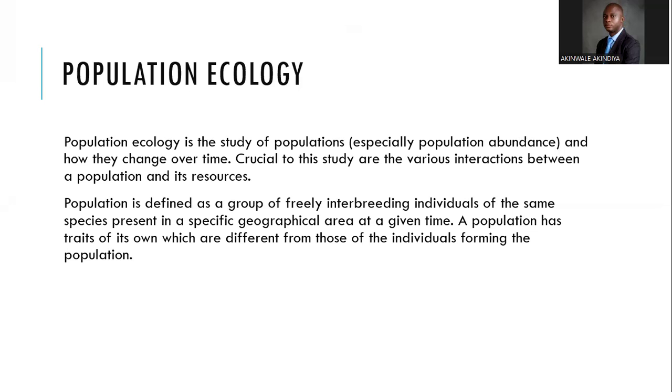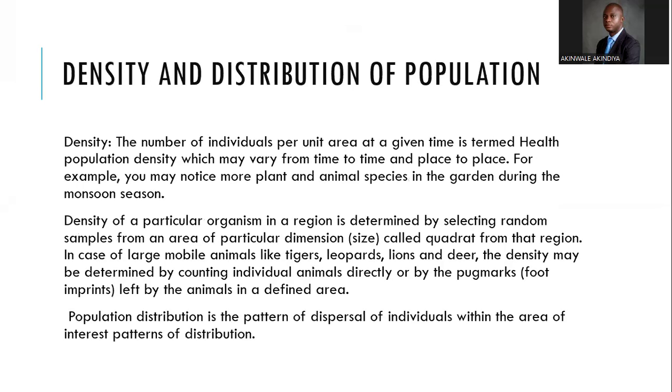All right, so a population is defined as a group of freely interbreeding individuals of the same species present in a specific geographical area at a given time. A population has traits of its own, which are different from those of the individuals forming the population. So we look at density, the number of individuals per unit area at a given time.